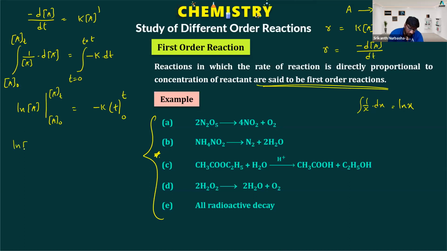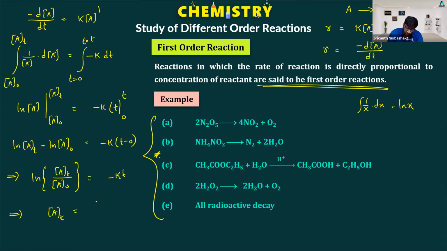So ln of concentration of A at any time minus ln of concentration of A at time t is equal to 0 is equals to minus k into t minus 0. I can write the equation as ln of concentration of A at any time divided by concentration of A at time t is equal to 0 is equals to minus kt, or you can rearrange this equation as concentration of A at any time is equals to concentration of A at time t is equal to 0 into e power minus kt.